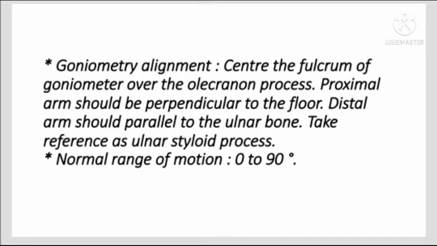Goniometry alignment: center the fulcrum of the goniometer over the olecranon process. The proximal arm should be parallel to the floor. The distal arm should be parallel to the ulnar bone. Take the reference as the styloid process. Normal range of motion is 0 to 90 degrees.